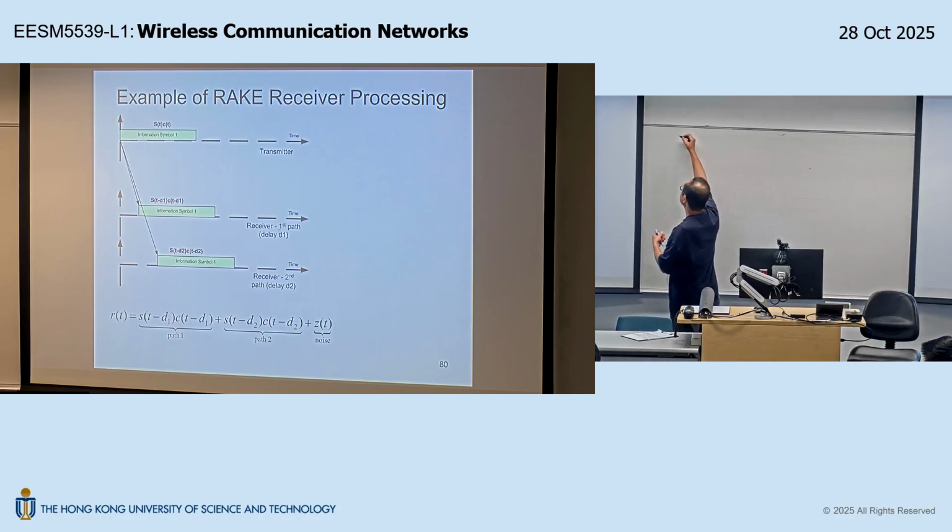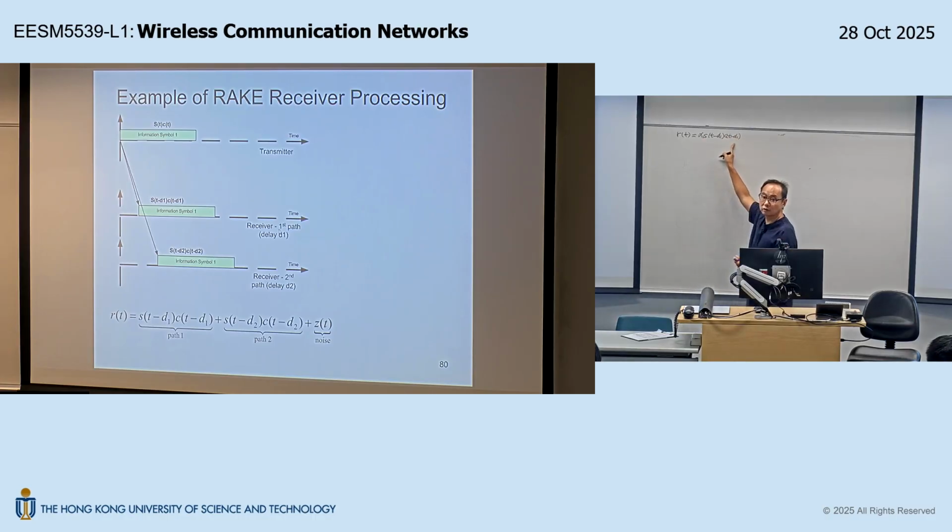In terms of the equation, the received signal, the broken pieces received at the receiver, consists of alpha 1, S(t minus D1), C(t minus D1). That's coming from the first resolvable path, plus alpha 2, S(t minus D2), C(t minus D2). This is coming from the second resolvable path, and then the noise. Is that okay?